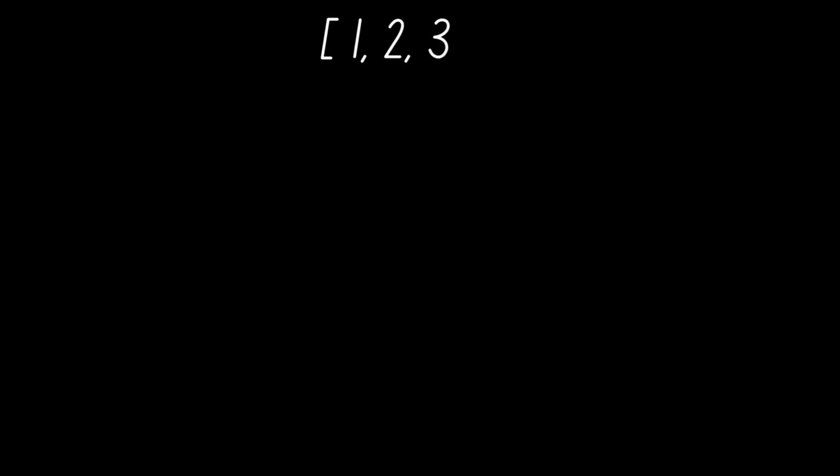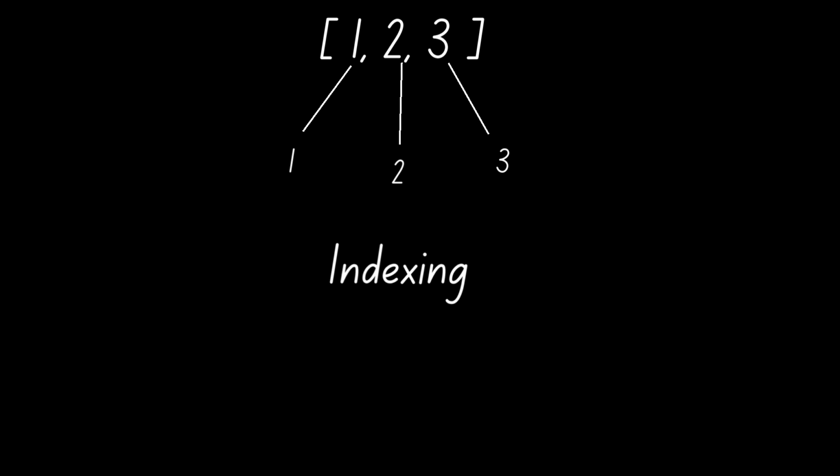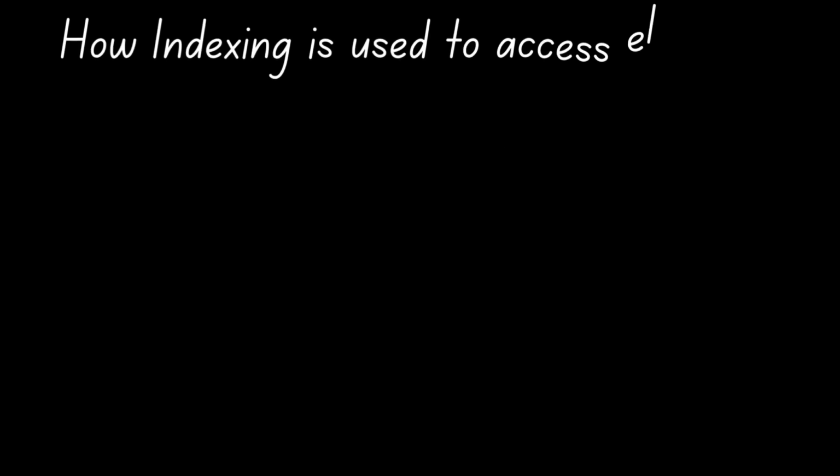But here's the thing, all values at the same time are kind of useless to us. We have to access individual values from the list to use in practical use cases. This is where indexing comes into play. Now let's see how indexing helps us to access an individual element from a list.